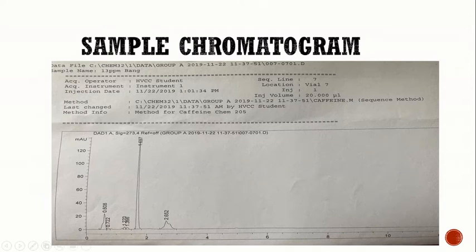This is an example of our chromatograph for the 13 ppm Bang energy drink. The longest peak you see here is caffeine, and we also have other unidentified compounds in our sample which we did not get to identify. So this long peak you see here is caffeine, which comes out with a sharp peak, and the peak area is what we need. The peak area of this peak is what we need to determine the caffeine content in a 13 ppm Bang energy drink.